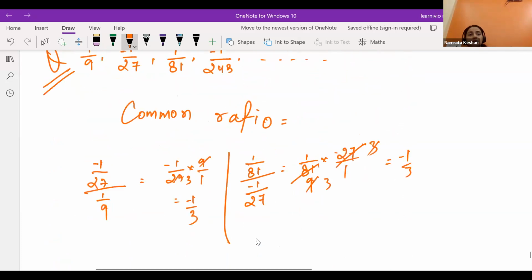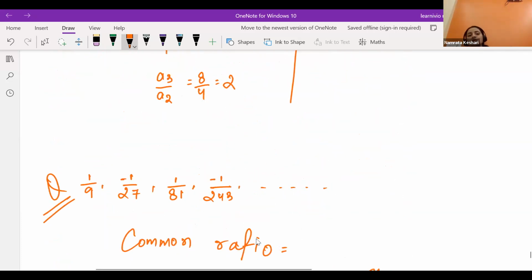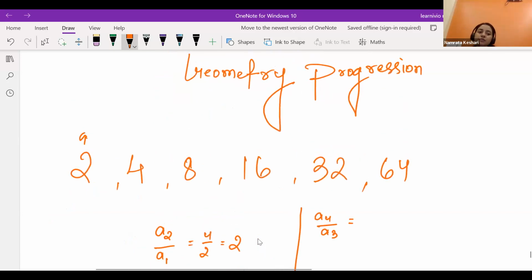Now in AP, arithmetic progression, we used to represent the first term with A. Here also we will be representing the first term with A only. A means the first term. In arithmetic progression, we represented the common difference as small d. Here we will say the common ratio is small r. With the help of this alphabet, we will always represent our common ratio. That is small r.